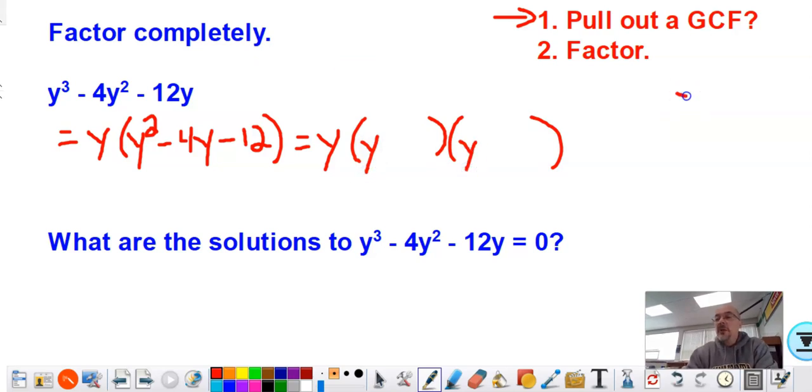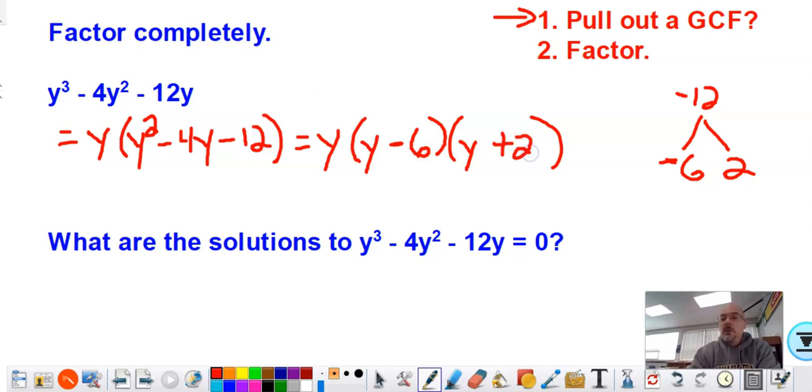So factors of negative 12, ladies and gentlemen, that will multiply to negative 12, but then add up to the negative 4, which is in the middle. Well, if you think through it, that would be negative 6 and positive 2. So I'm going to put y minus 6 in this one, and I'm going to put y plus 2 in this one. Okay, we have now factored it completely.